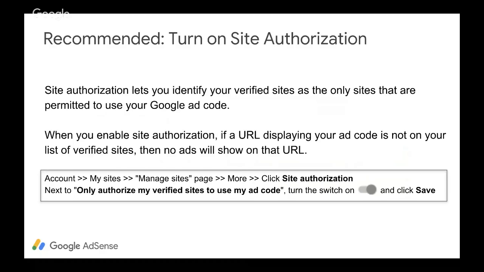And in order to do that, you just need to go into your account, My Sites, in the Manage Sites page, click on Site Authorization, and switch on an option that is called Only Authorize My Verified Sites to use my ad code. Then you click Save, and you're all set.